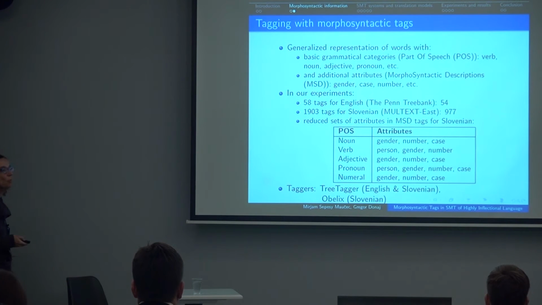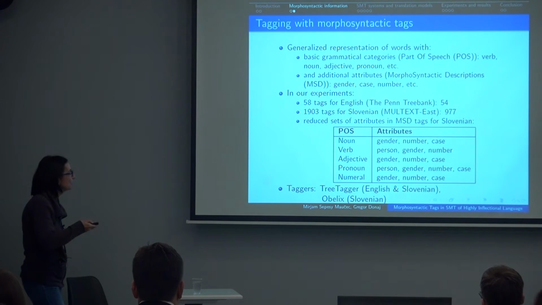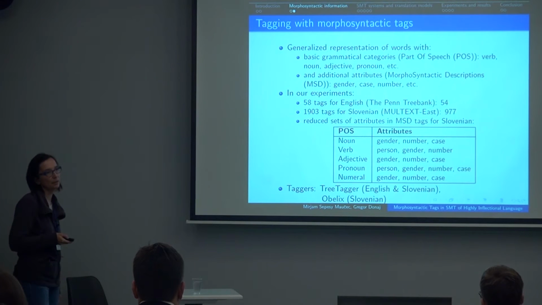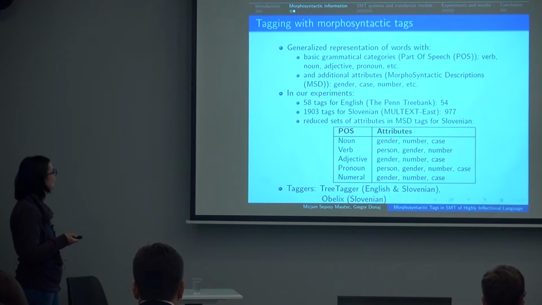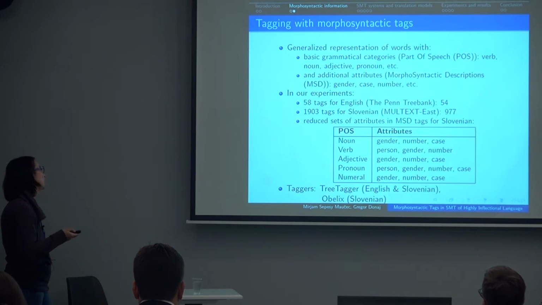So how do we use morphosyntactic information? We use a generalized representation of words, where to each surface form of a word, a basic grammatical category is added. It is the well-known part-of-speech information, where to a word the information is assigned whether it is a verb, a noun, an adjective, and so on. And then we use additional attributes with more detailed information about morphology. We call these attributes morphosyntactic descriptions, and they determine the gender, case, number, and so on.